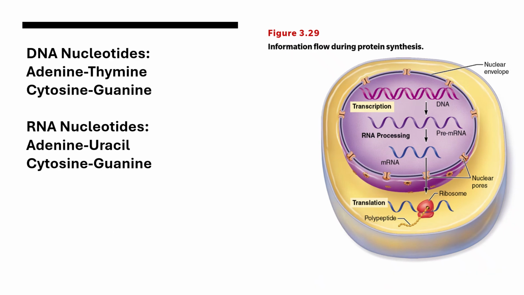All right, DNA nucleotides, when they pair up, A is going to go with T, which is adenine and thymine. Cytosine is going to go with guanine. So anytime you see those base pairs, the A is going to bond with the T, the C is going to bond with the G. It's always going to be that way. With RNA nucleotides, the A, adenine, goes with uracil instead of thymine, because in RNA there is no thymine. It's subbed out with uracil. And then cytosine is always going to go with guanine as well.